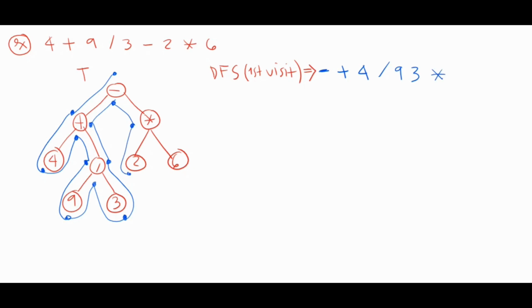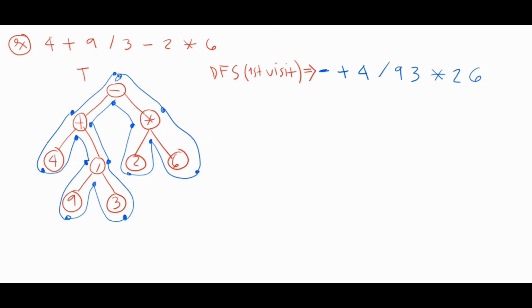This is our first visit to the node 2, so we list it here. And we move up. This is our second visit, so we don't list it there. We move down. This is our first visit to node 6, so we list it here. And we go up, backtrack. This is our last visit to multiplication. We don't list it. And we finally reach back to the node minus. That's our last visit of minus. And we're done with the depth first search algorithm or traversal algorithm.